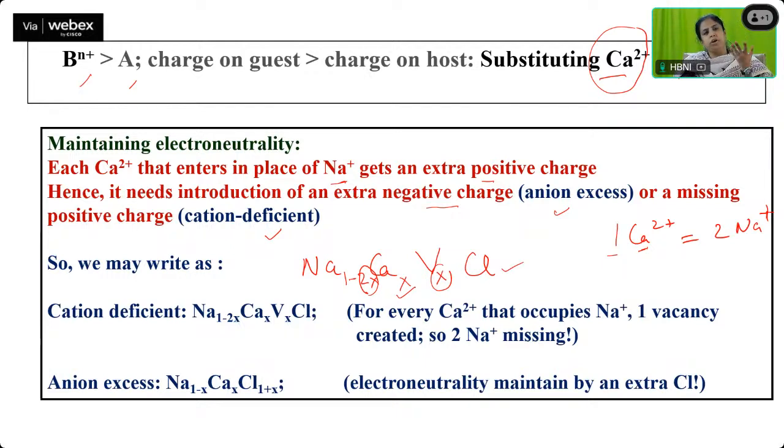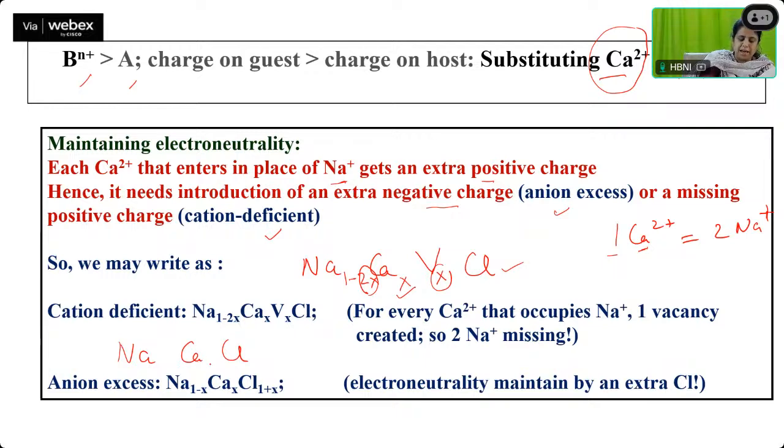Now, suppose I am talking of anion excess. Suppose what happens is that it does not knock off extra Na, but it also takes in extra chlorine along with it. Then what will be the nominal formula? The nominal formula would be, let's say, write Na, Ca, Cl.